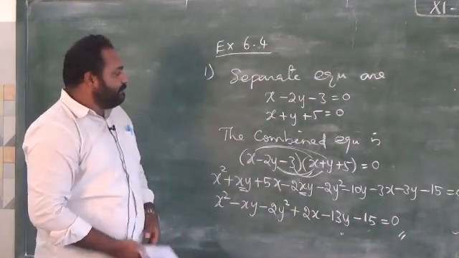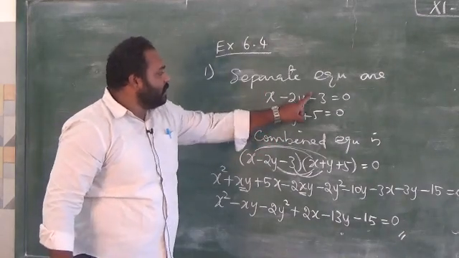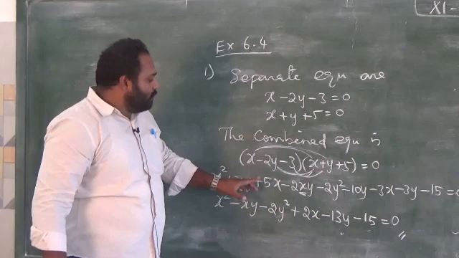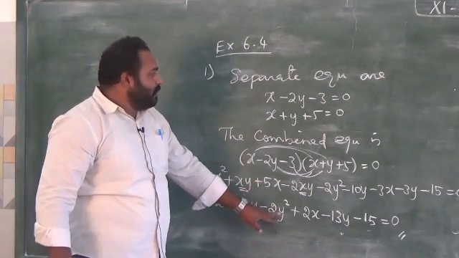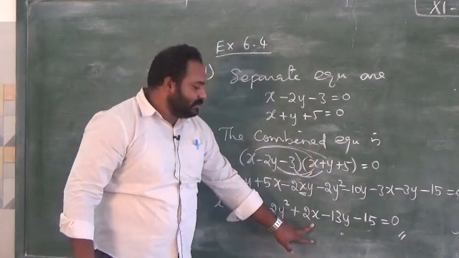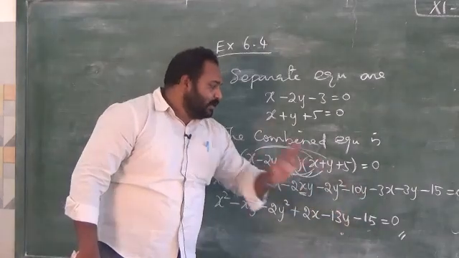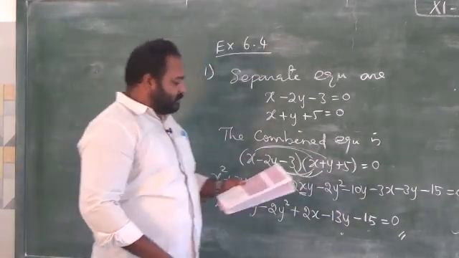I told you already, when you do not get a constant in the separate equations, you will get only the x square term, xy term, y square term. If you have a constant in the separate equations, we will have extra terms: x term, y term and a constant term. So this is the required equation for the first question.